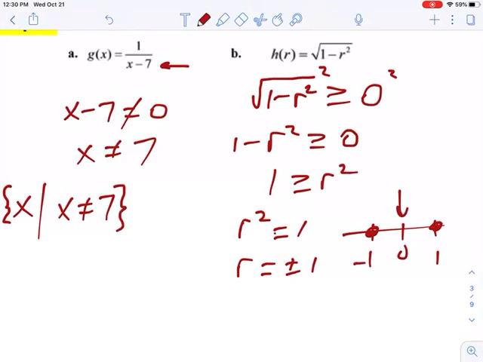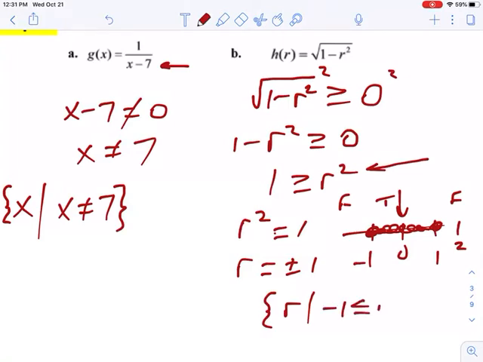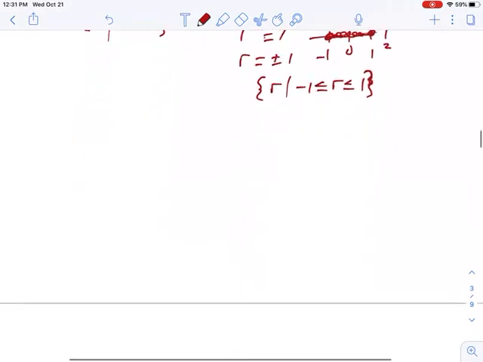Let's see, can 0 work? If I plug in 0, we go back into the original. Is 0 squared smaller than 1? I think it is. That's true. You can do another test if you want. Out here at 2, well, 2 squared is 4, and 4 is not less than 1, so this is false. So we have to be in between here. Set of all r's such that negative 1 is less than or equal to r, which is less than or equal to 1. So that says the set of all r's such that r is between negative 1 and 1.